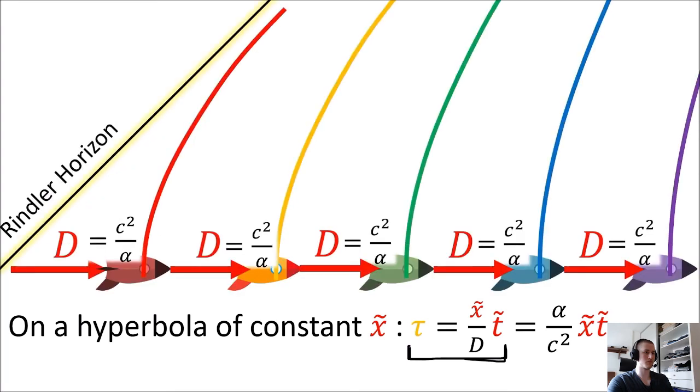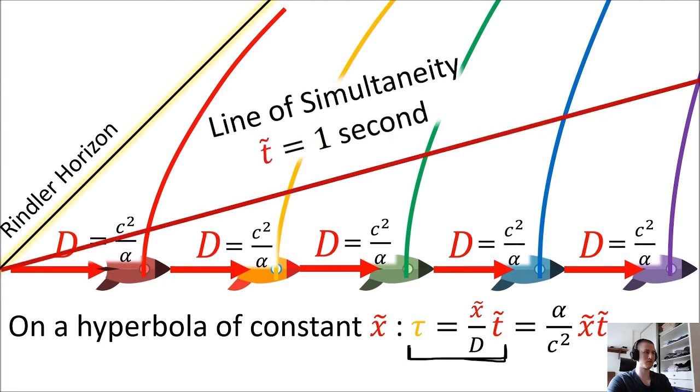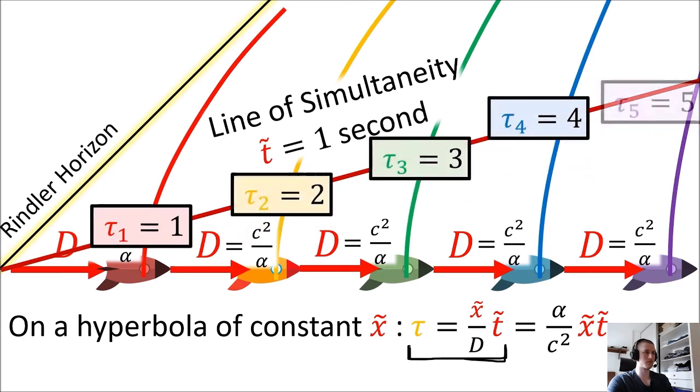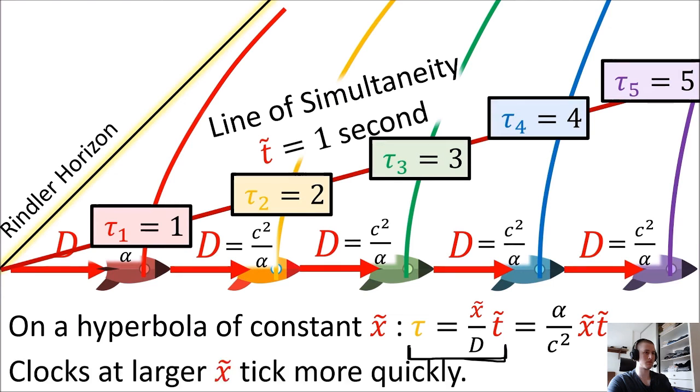If we look at our 5 accelerating spaceships, on a line of simultaneity t tilde equals 1 second, we find that each spaceship has counted a different proper time on its clock. Even though all of these events happen at a simultaneous time for all the ships, we find the ships at larger x tilde values have measured longer proper times on their clocks. It's important to remember that the t tilde coordinate is equal to the proper time only for the first spaceship at x tilde equals d, and nowhere else. All the other spaceships will measure different proper times according to this equation.